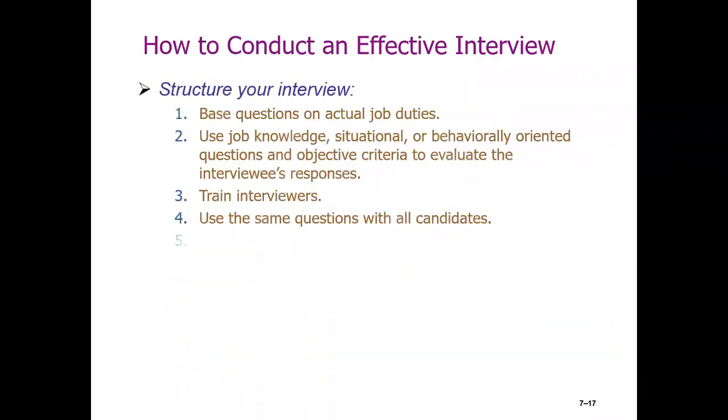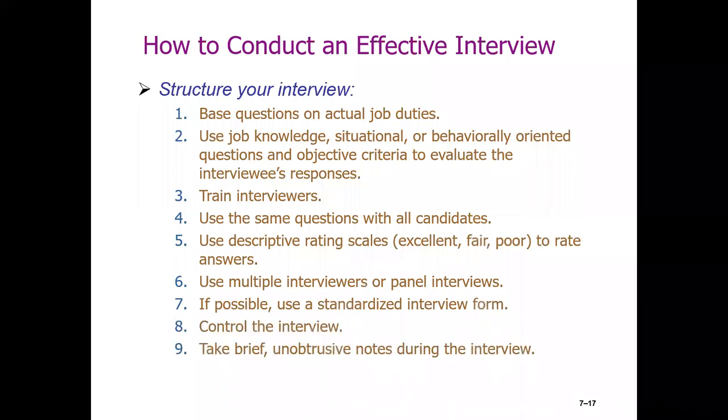So how do you conduct effective interviews and structure your proceedings? Now, there are certain points you need to bear in mind. The first is base questions on actual job duties. The second is use job knowledge, situational and or behaviorally oriented questions, and objective criteria to evaluate the interviewee's responses. The third step can be train interviewers. The fourth is use the same questions with all candidates. The fifth recommended is use a descriptive rating scale, excellent, fair, poor, to rate answers.